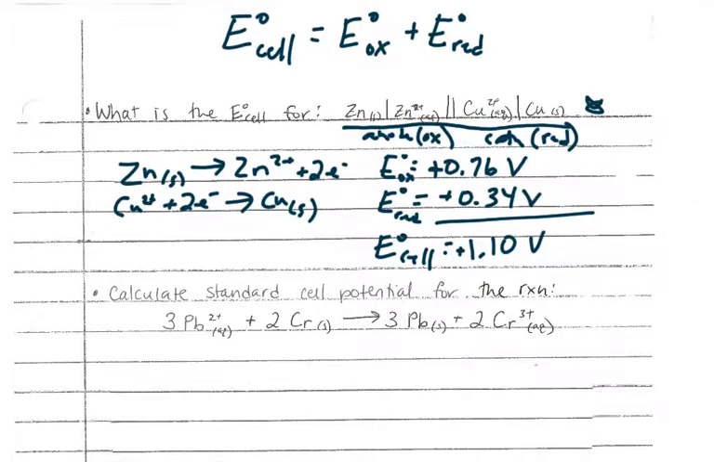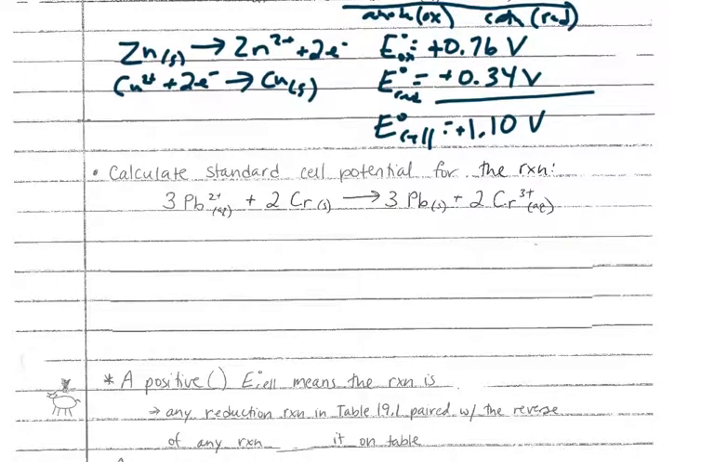All right. For a galvanic cell, it will always be a positive value. In order for it to happen spontaneously, for electrons to flow spontaneously, that number needs to be positive. If it's negative, then it's not actually a galvanic cell. The electrons are not going to flow spontaneously.